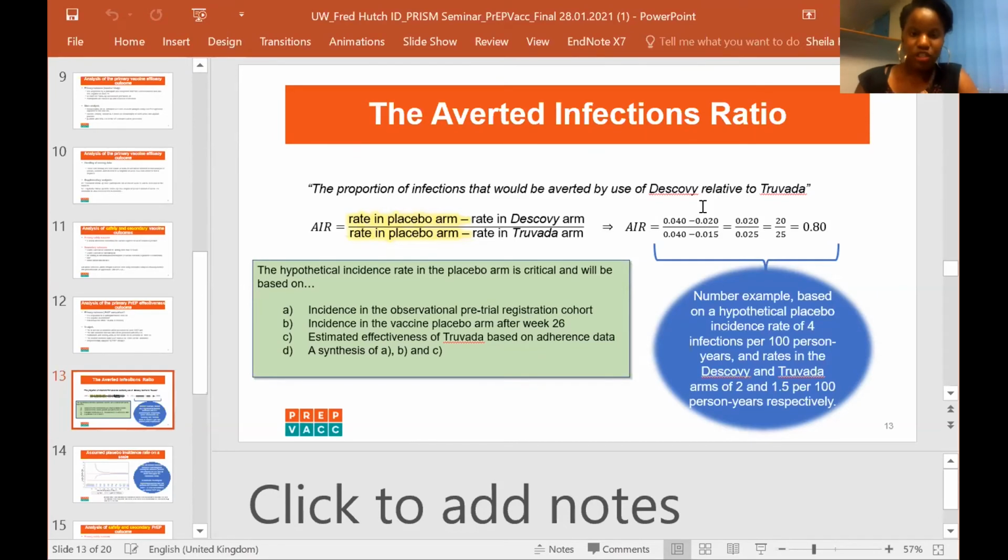The third approach is we know there is information on the estimated effectiveness of Truvada. We will be collecting adherence data in this trial. So if we know how effective Truvada is and we know how much the participants are adhering, we may be able to estimate a background placebo incidence. Once again, it's still not perfect, but it would give us an idea. The fourth option is we do a synthesis of all these 3 approaches and try to reach an estimate of this hypothetical placebo.